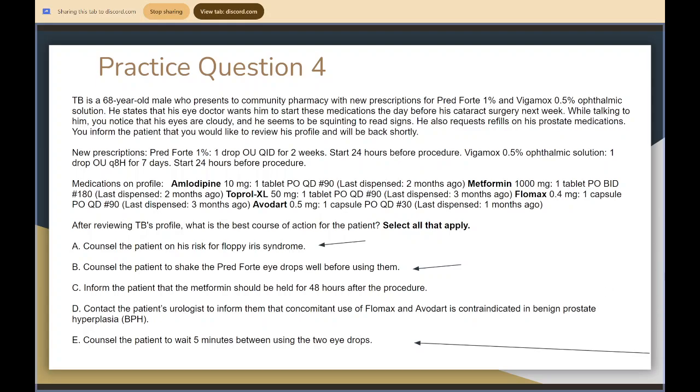Choice D is also incorrect. I think we talked about this in a previous question. Both of these classes, alpha 1 blockers and 5 alpha reductase inhibitors, can be used together. Alpha 1 blockers act quicker, in days, and 5 alpha reductase inhibitors usually take 6 months. They can take a little longer as well.